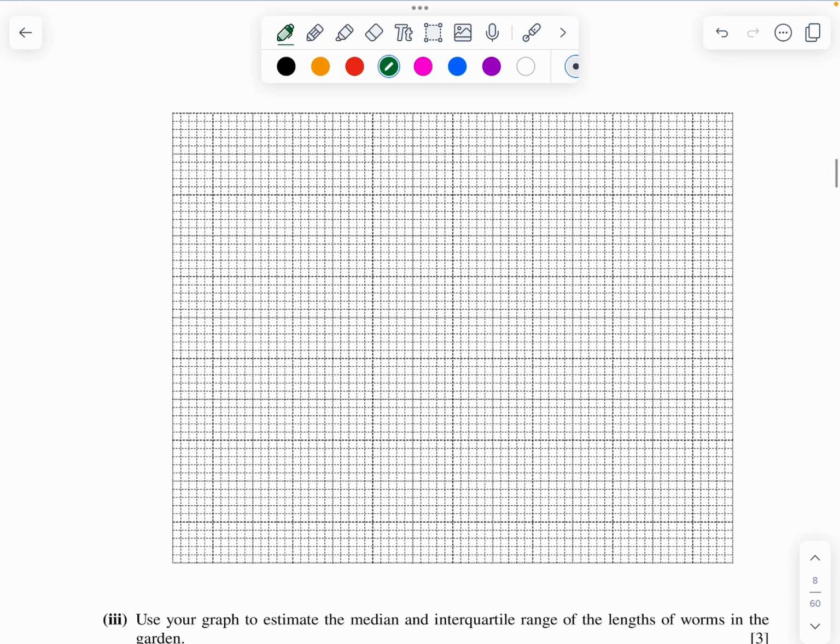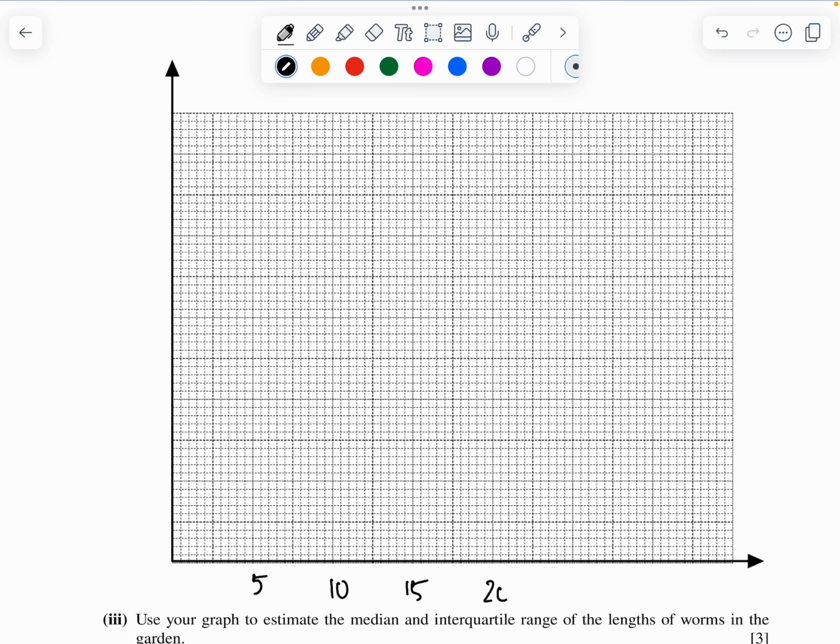Then I have to create a graph for that. Over here, then over here, then 0. I may take it as 5, 10, 15, 20, 25. Then I want till 200, so I can do it as 50, 100, 150 and 200. So cumulative frequency, and over here length in centimeters.